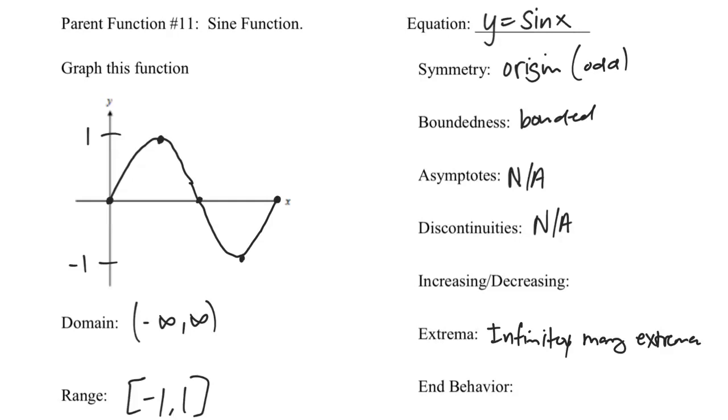And the end behavior is sort of interesting here. This graph does what we call oscillates, and what that means is that there is no end behavior. It just keeps bouncing back and forth between negative 1 and positive 1, on and on and on. And so there's not really an end behavior to the graph, so really you can probably just put not applicable here for the sine function.